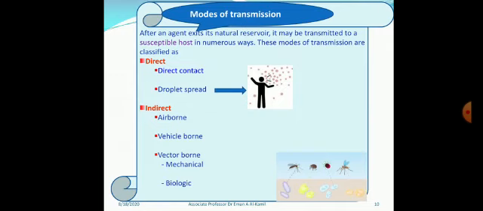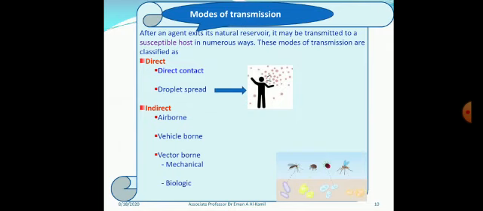Another part of the chain of infection is the mode of transmission. When the infectious agent leaves the host, there should be an appropriate environment and a special mode of transmission by which the infection is transmitted to the next host. After an agent exits the natural reservoir, it may be transmitted to a susceptible host in numerous ways. These modes of transmission are classified as either direct or indirect contact.